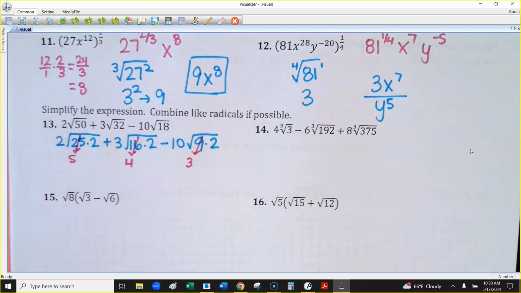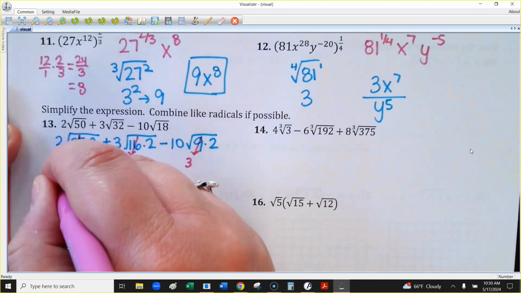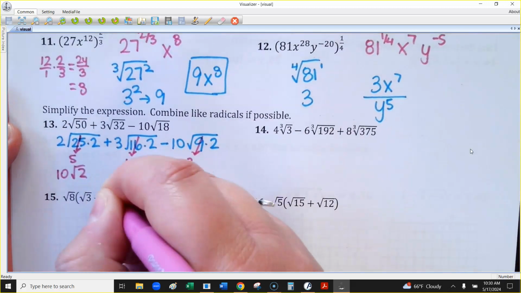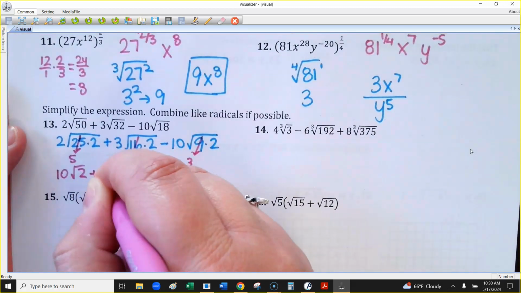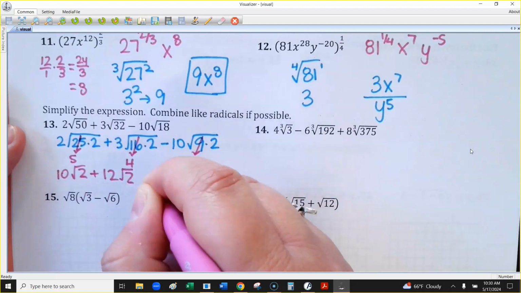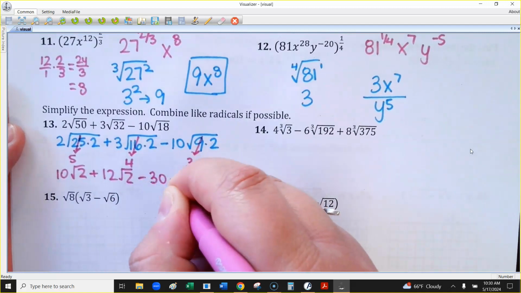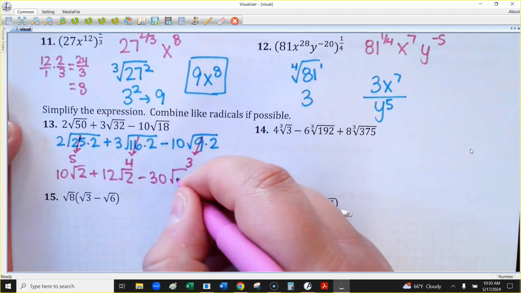If you've already got something in front, what do you do with the number you pull out? Do you guys remember? Multiply. So this is going to be 10 square roots of 2. This one would be 12 square roots of 2. And then the last one would be, let's see, minus 30 square roots of 2.